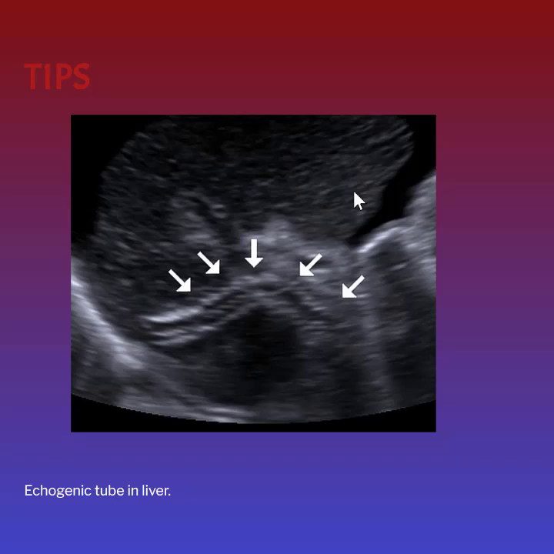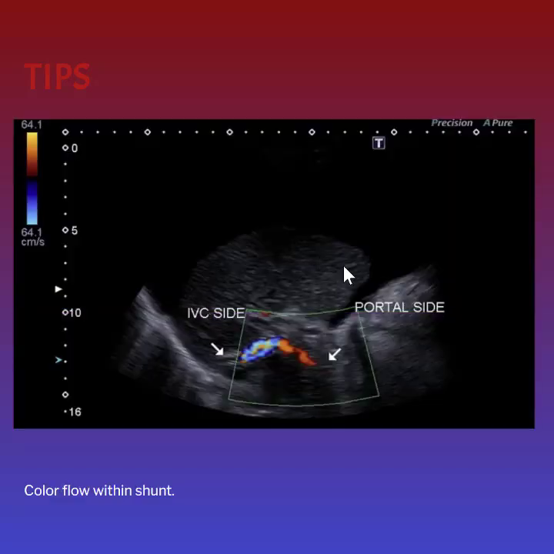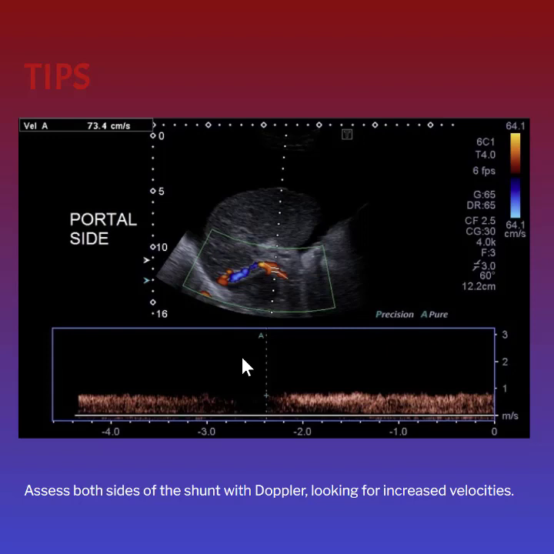So here's an example of the echogenic tube within the liver representing the TIPS, transjugular intrahepatic portosystemic shunt. So you can see the walls of the shunt. They're usually bright echogenic walls, and they kind of have this stripy pattern to them. While you're evaluating the TIPS, you want to make sure that it is completely patent. The portal side is usually going to be a little bit more medial, where the IVC side sits a little bit more lateral. You'll use color Doppler and spectral tracings to look for increased velocities and evaluate for patency.